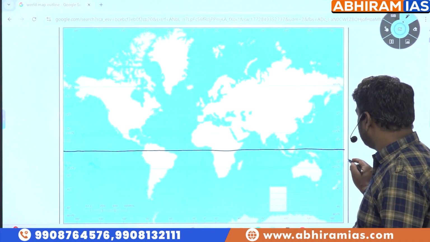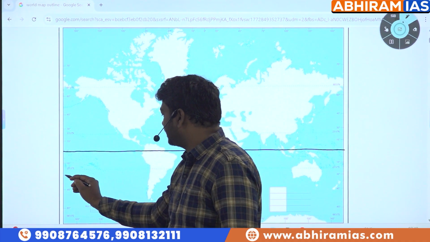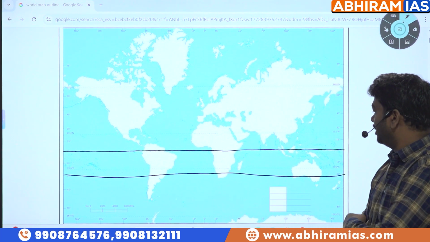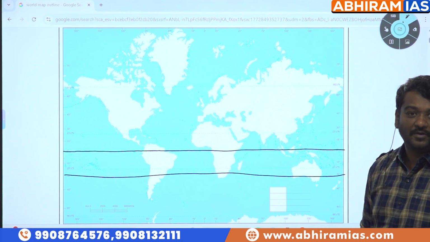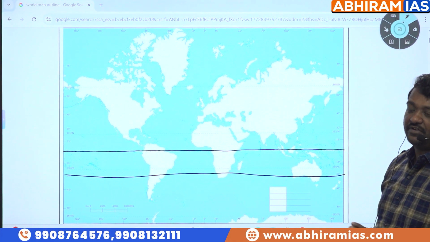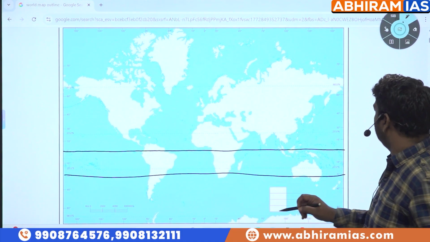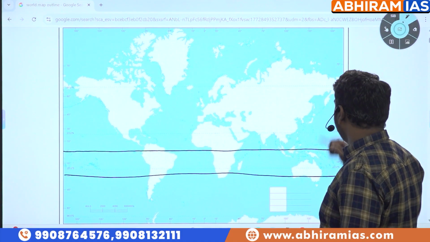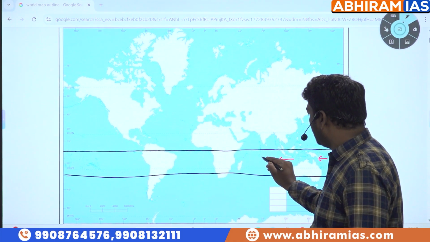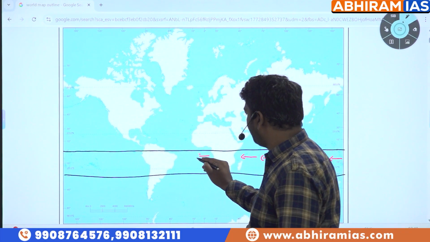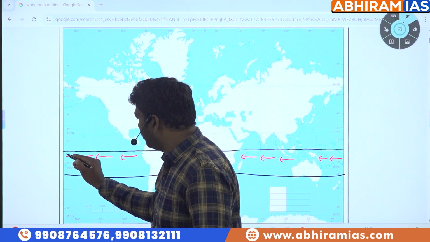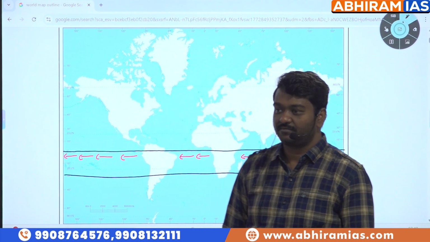First, let us take 0 to 30. I'll write like this. 0 to 30, which winds will be there? Southeast trade winds. Southeast trade winds blow from where to where? East to west. Near the equator, everywhere you will have warm water. Under the influence of southeast trade winds, ocean currents will start flowing from east to west.